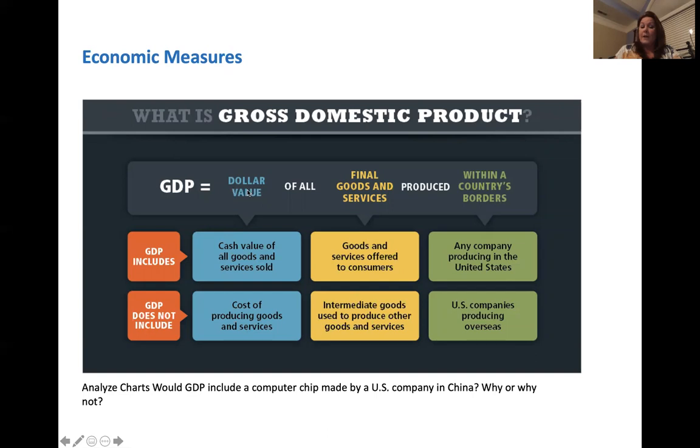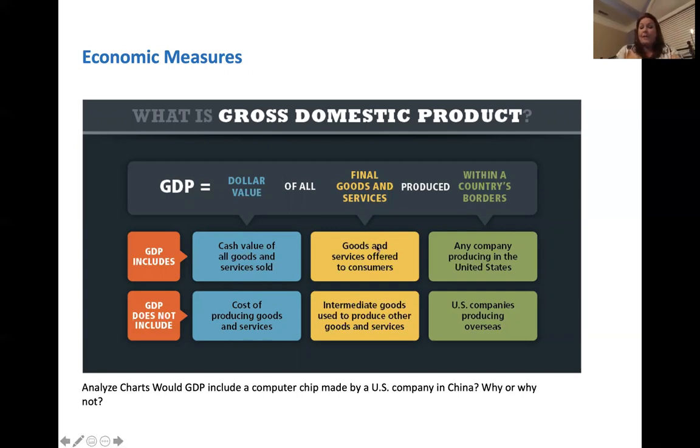GDP is the dollar value of all final goods and services produced within a country's borders. So we're talking about within the United States of America. It includes the cash value of all goods and services sold, but we do not take into account the cost of producing it. We want the highest price. Like if you're producing an iPhone, we don't want all the intermediate levels of what it costs. We want the final price you're selling it to the customer because that's the most expensive price.